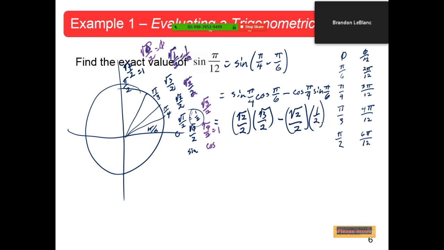Okay? So, let's continue. Multiply these two together, and you get square root of 6 over 4. Multiply those two together, and you get the square root of 2 over 4. So this gives you as an exact answer the square root of 6 minus the square root of 2, over 4. You don't need the parentheses there. I'll put them for effect. All right? Does that make sense?